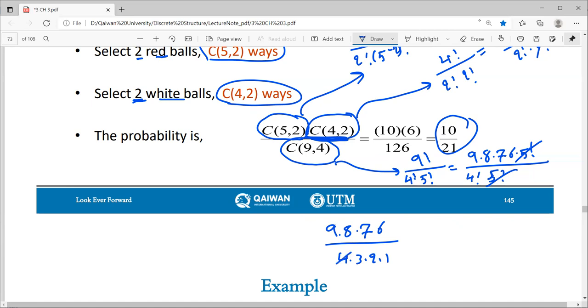Okay. 4 with 8 can be cancelled out and 2 also. These 3 together are going to cancel out. And here 3 with 9, it becomes 3. 3 times 7 is 21. 21 times 6 is 126.